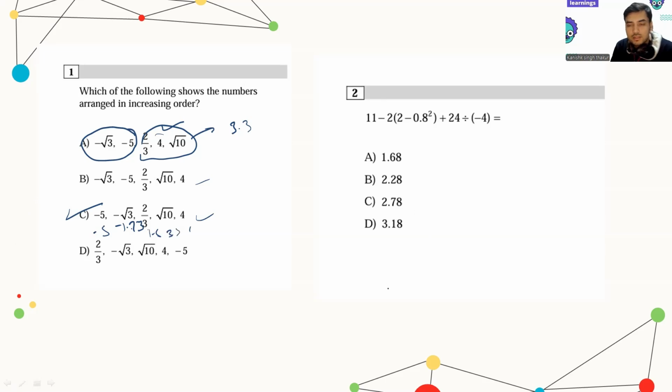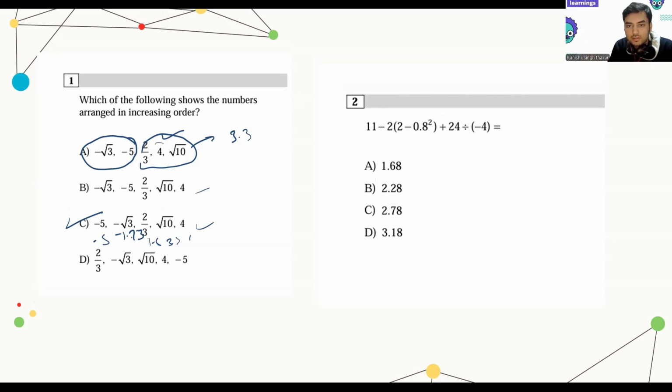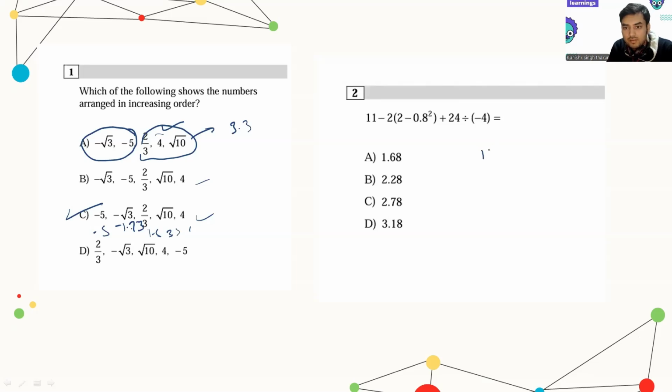Okay. Let's go ahead and do the second one which we have here. So 11 take away 2 in bracket. Obviously, first I'll write the exponent properly, then the division, and then write the whole thing. Okay, so let me write it properly. 11 take away 2 times (2 take away 0.64), plus 24 divided by minus 4 is minus 6. 2 take away 0.64 is how much? 1.36. 2 times 1.36, how much is it? 2.72.